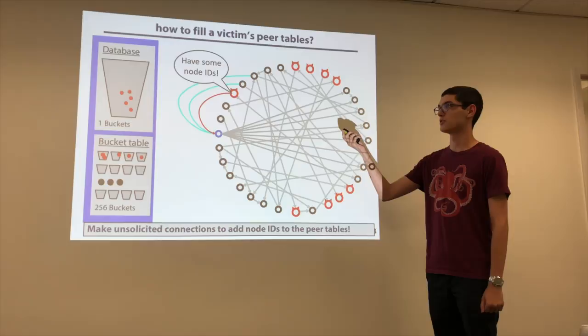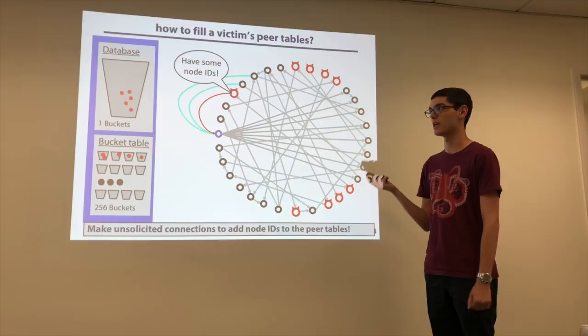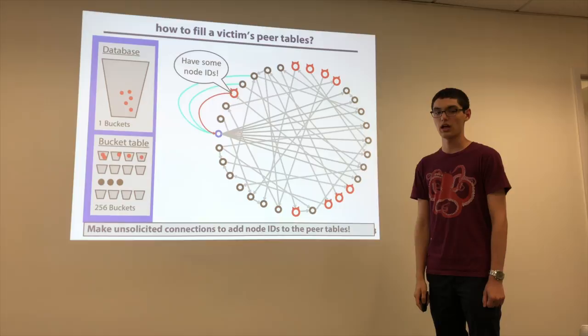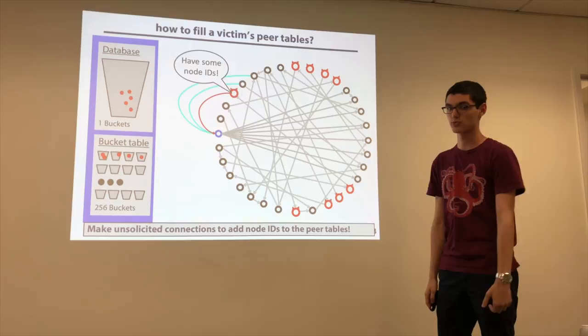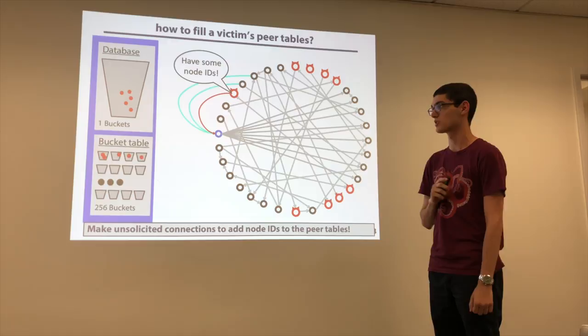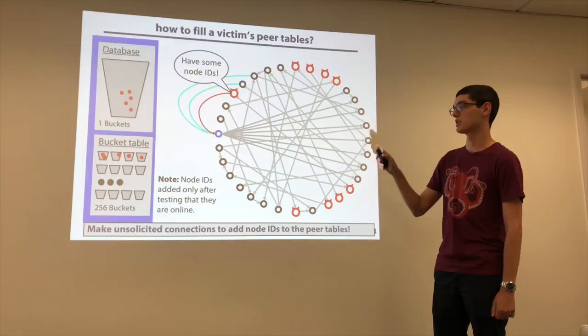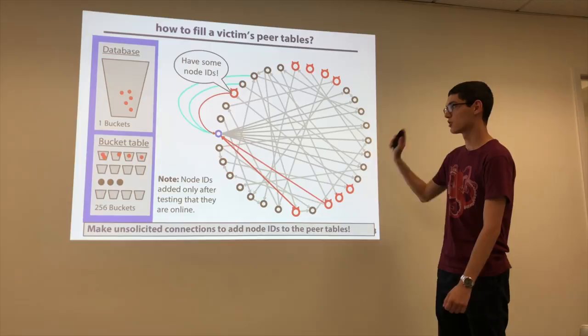And this is really easy, because node IDs are identified by ECDSA keys. You just run the algorithm, and you can make as many attackers as you want. In fact, I created 272 nodes. They were 16 for each of the 16 buckets. And I did that in 10 minutes. So it's really low resource, unlike in Bitcoin, where you'd have to get distinct IP addresses. Okay, and node IDs are only added after testing they're online. So you can't just give your IDs and not actually have them respond back. They have to respond back to the victim until he actually adds them to the bucket tables.